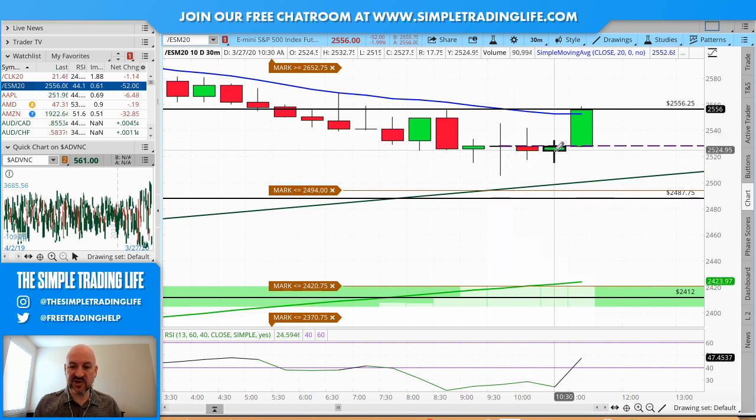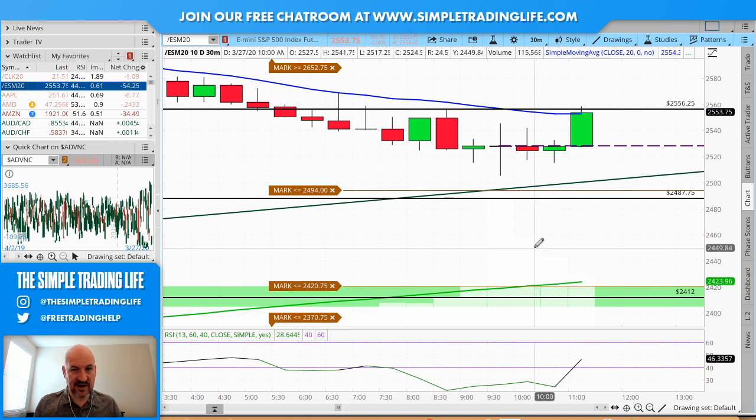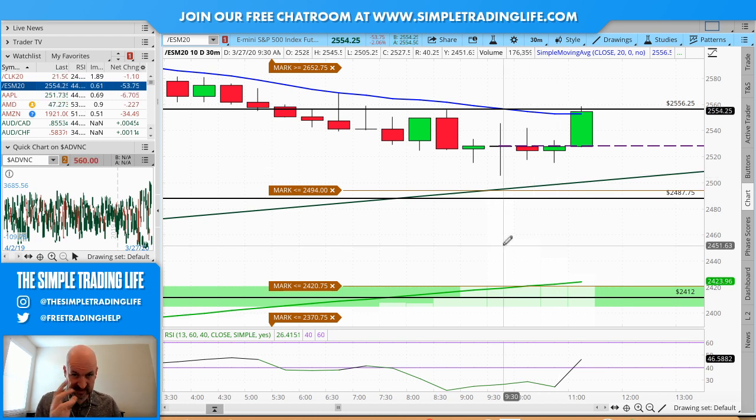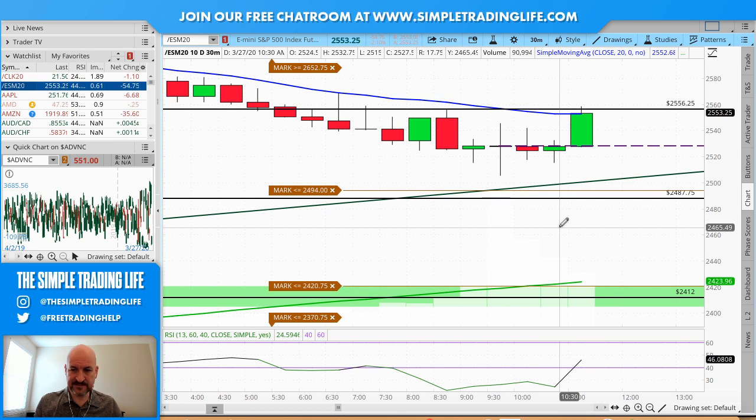What is a doji? What is a spinning top? We know they're candles of indecision. What is a hammer? What is a shooting star? Those are either potential reversal or continuation signals, depending on where they happen.